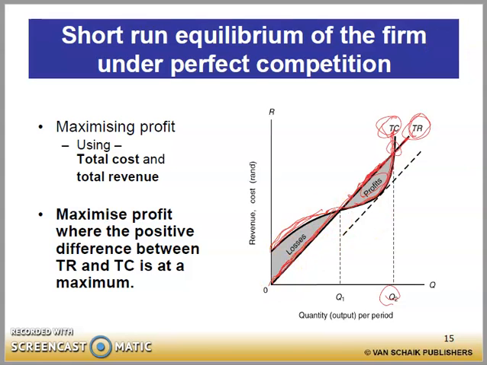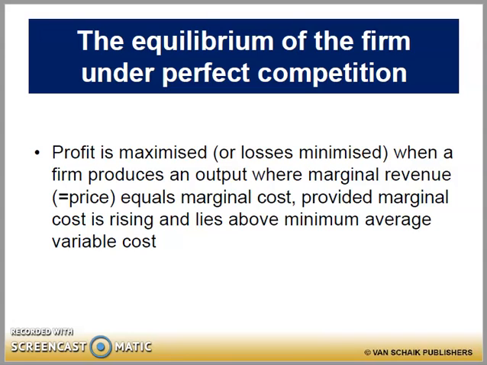So in perfect competition, profit is maximized, or losses are minimized, when firms produce at an output where marginal revenue, which is equal to price, is also equal to marginal cost, provided that marginal cost is rising and lies above the minimum average variable cost. And in the next video, we'll look at the equilibrium of the firm under perfect competition in the short run to emphasize this point. Okay, so for now, we're going to end here, and we'll continue from this point in the next video.